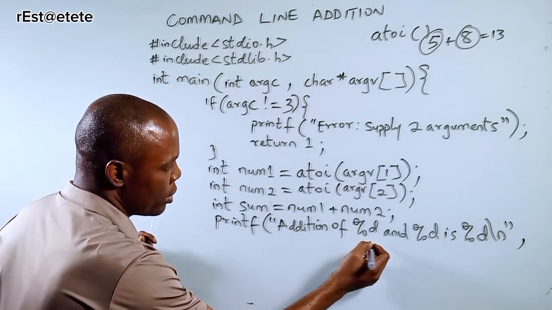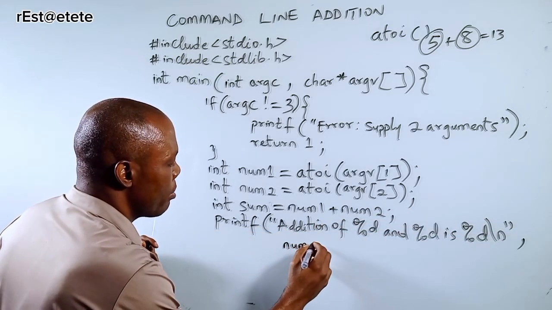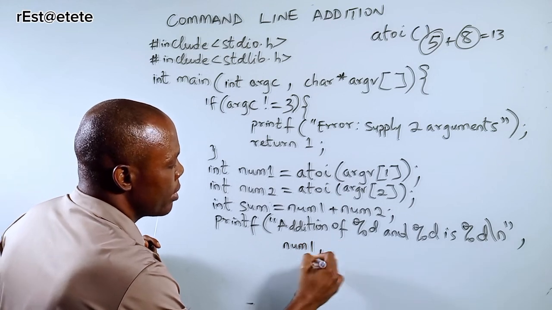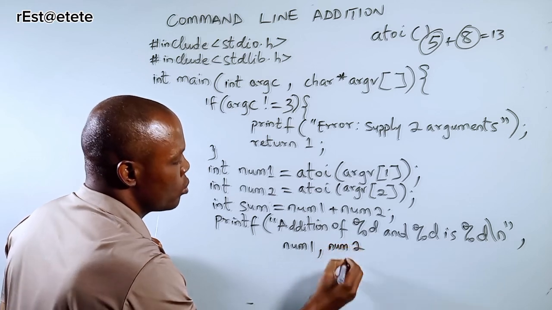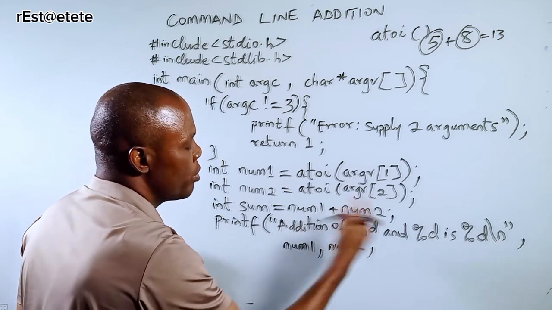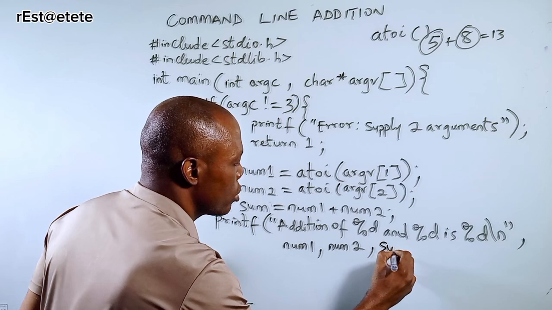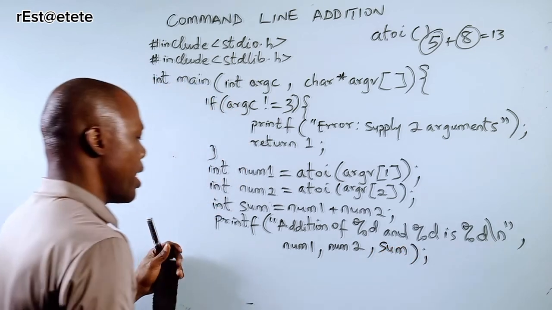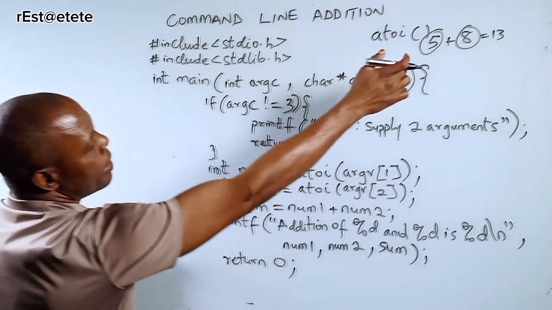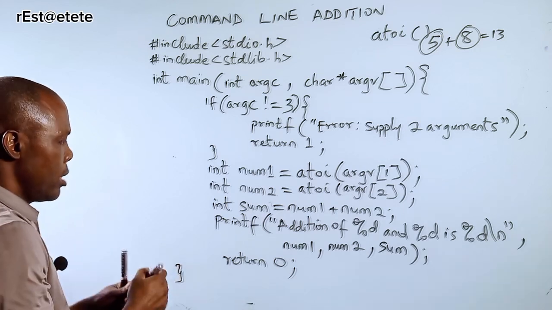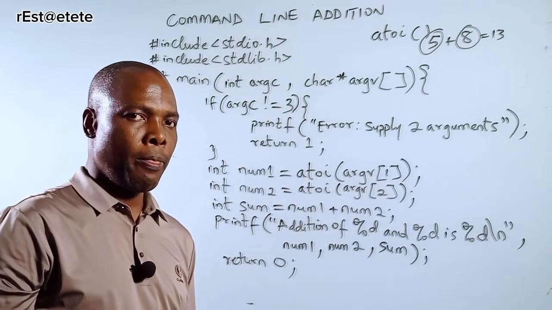So this first expression will require what? The first one. So what should be there? num1, comma. This second expression is this second parameter, num2, comma. This expression will be the addition of the two of them, which is what? Stored in this variable called sum. So sum. Then I will close, right? Then I will say return 0. Then this, I will close it. So this is my program to add two integers.